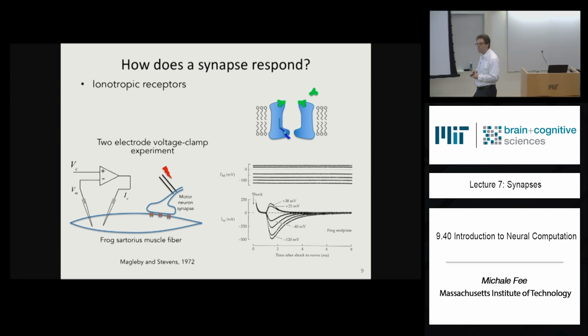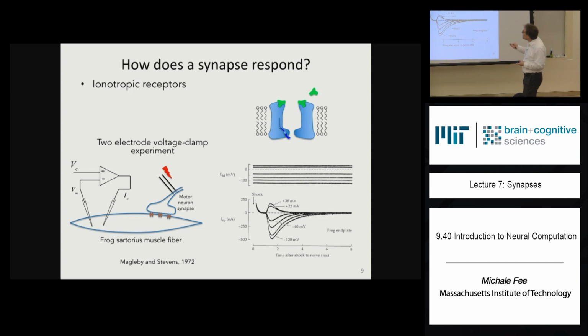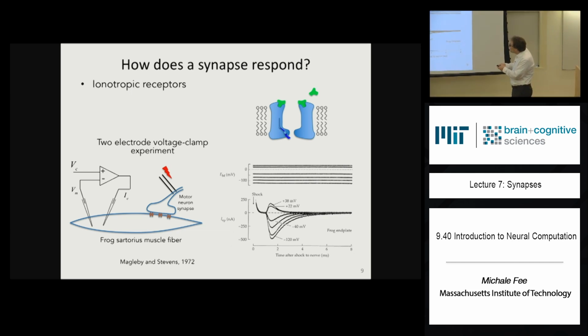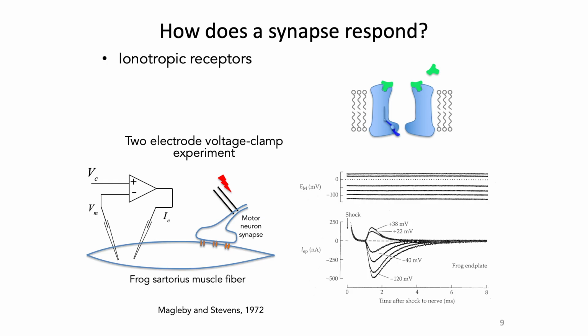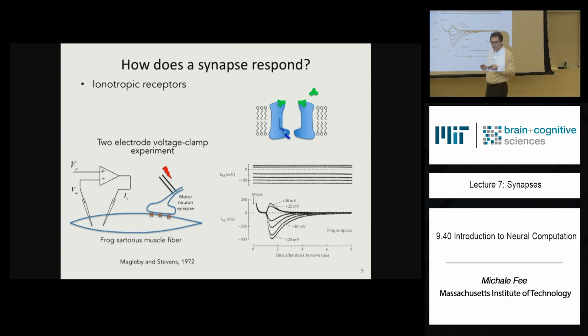The current is flowing through these ion channels here in the synapse. Now remember, there are all sorts of sodium channels and potassium channels, but do those do anything? We're just holding the voltage.